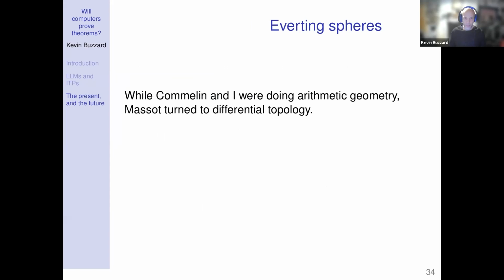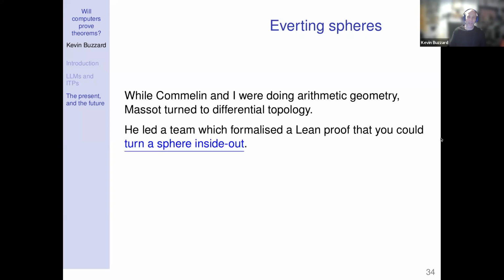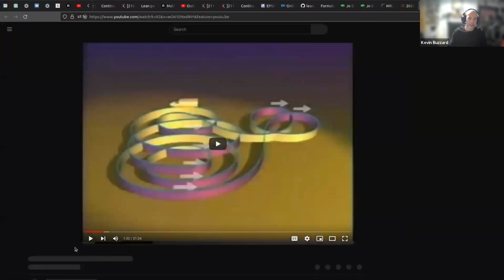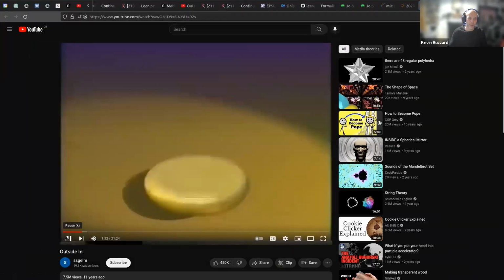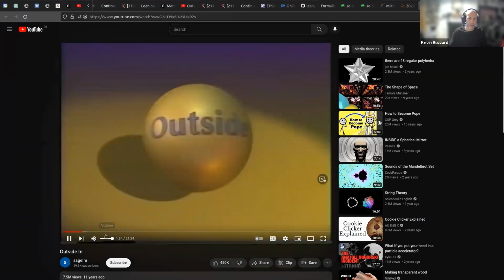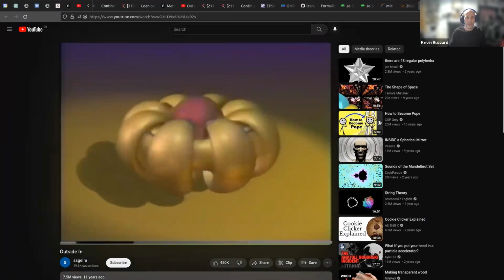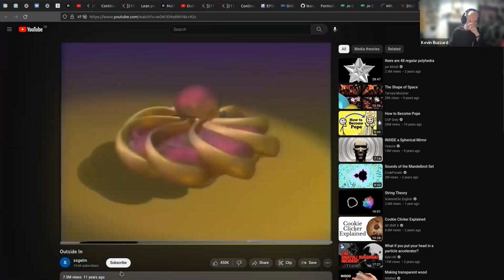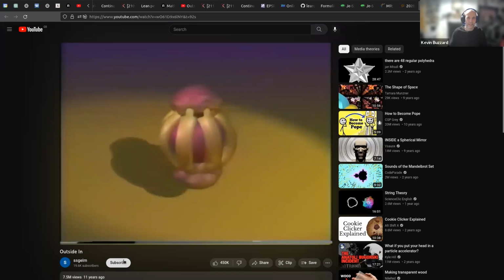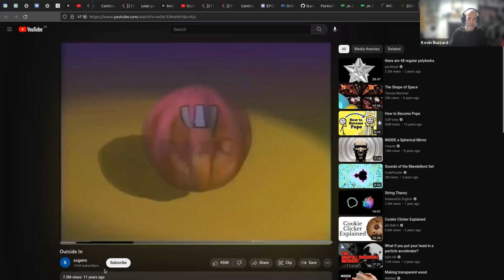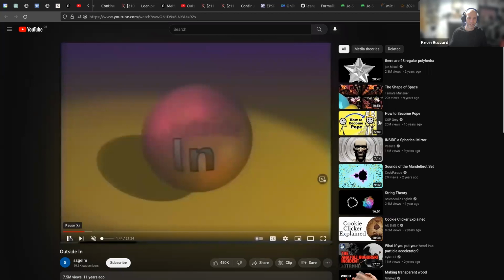So what about my co-author Masso, the other person involved in the Perfectoid project? He turned to differential topology, and he proved the following theorem. Let me show you this. He proved the following theorem, that you could turn a sphere inside out. There you go. There's a nice low quality video of a sphere turning inside out.